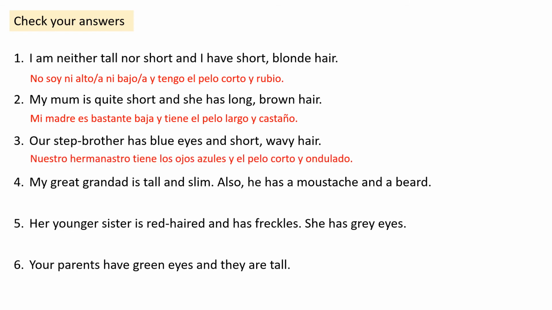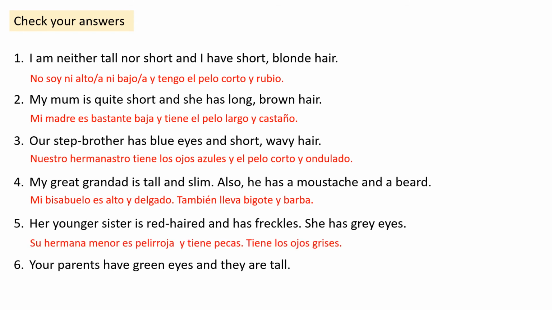Número 3. Nuestro hermanastro tiene los ojos azules y el pelo corto y ondulado. So, nuestro is our possessive adjective because hermanastro is masculine singular. And then everything is exactly as we would expect as we go through. Número 4. Mi bisabuelo es alto y delgado. También lleva bigote y barba.